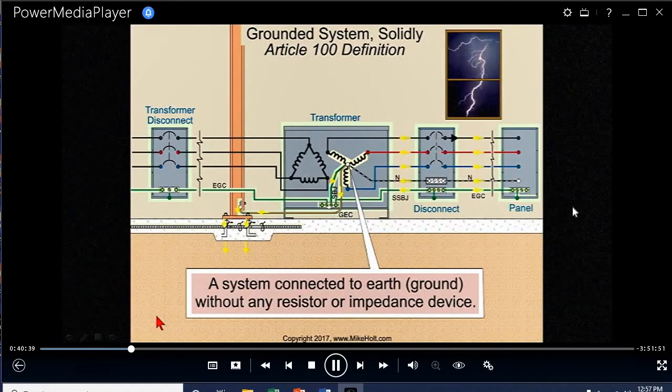Well, here's my graphic I was just looking for. Solidly grounded system. This system right here, as a conductor, using the steel as a conductor, connecting over to my electrode. System connected to earth without any resistance or impedance. We're good with that, guys? And there's a purpose of solidly grounding.